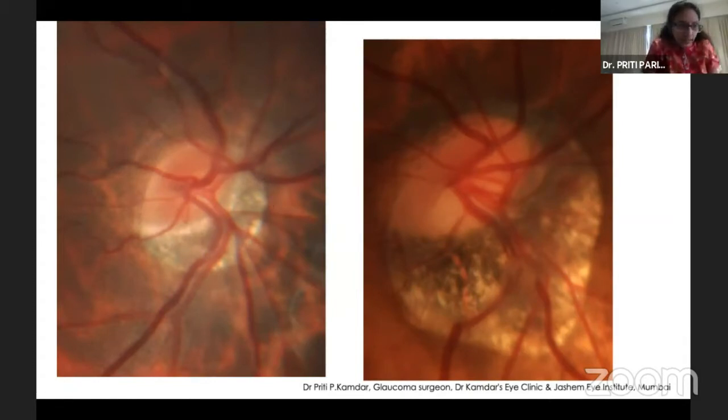These are two tilted discs of two different people. The one to the left shows a healthy disc, it is a tilted disc, but it is a healthy disc, with hardly any cup. But if you see this particular disc, if you trace the neuroretinal rim, you will realize there is an inferior notch, and sure enough the fields showed a superior arcuate scotoma.